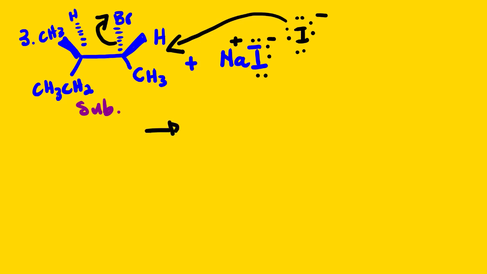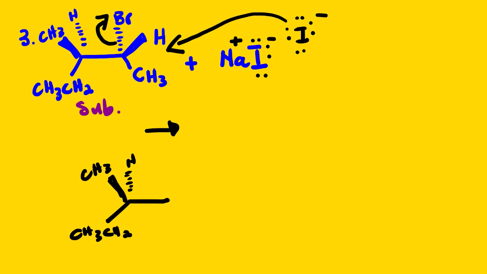Then we are going to have nothing happened to this part. So we are still going to have CH3, our hydrogen there, CH3, CH2. Orientation will change. Remember that we no longer have this at the back.